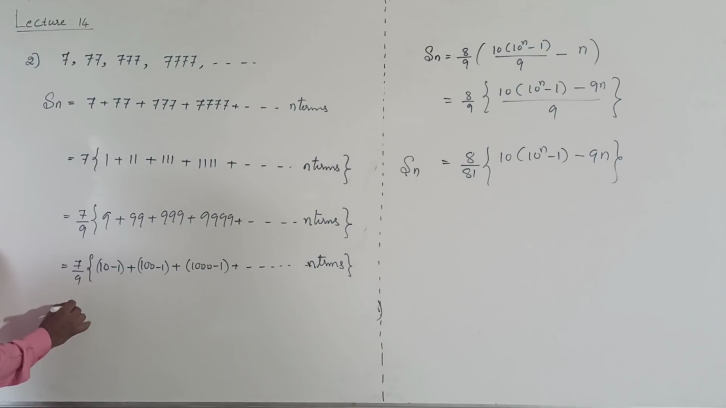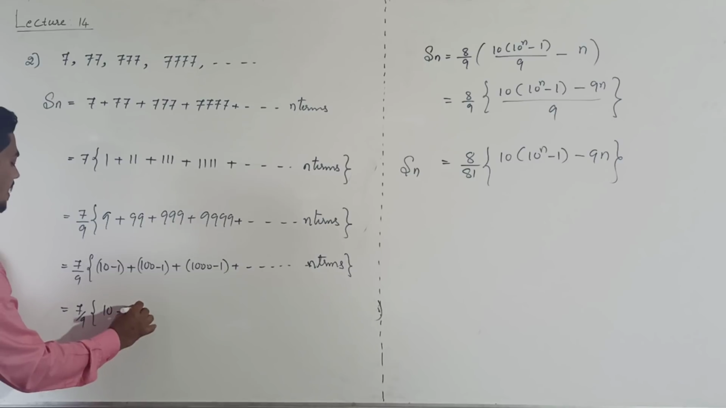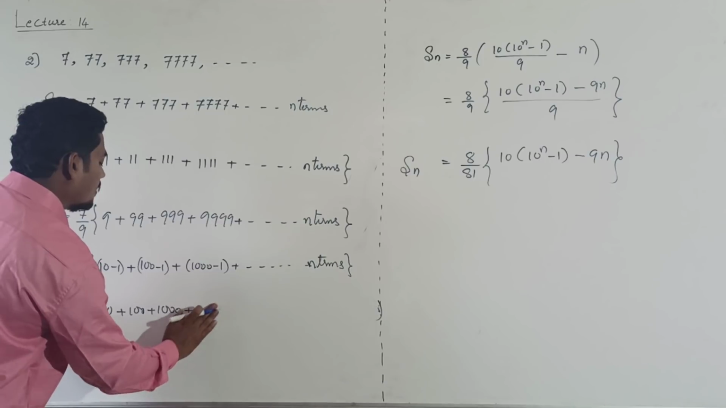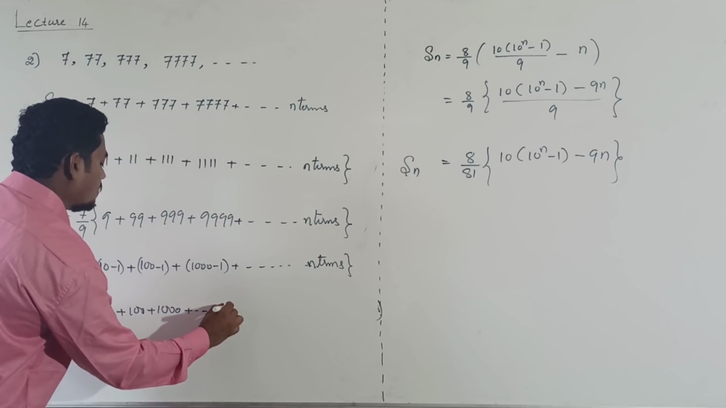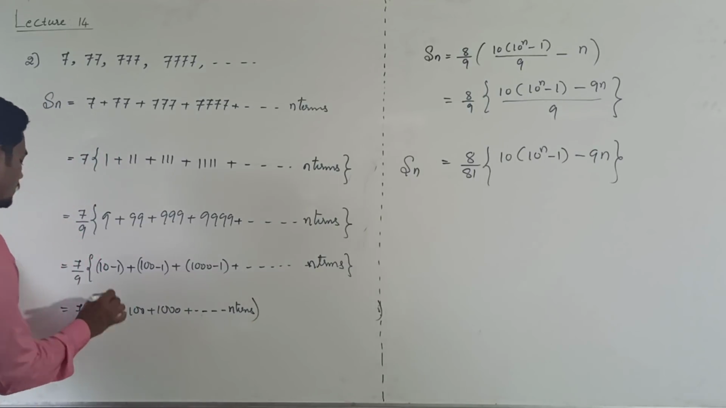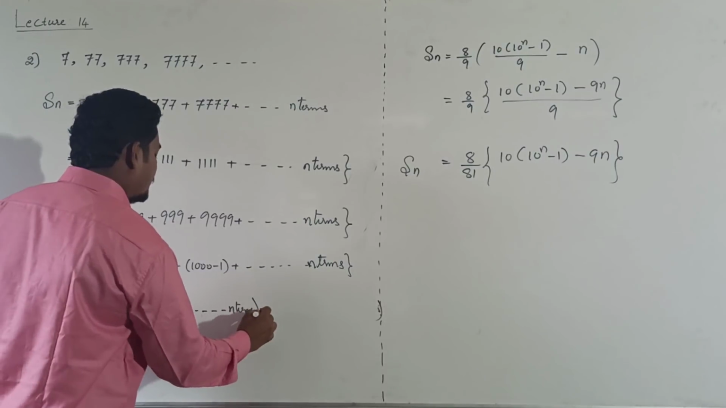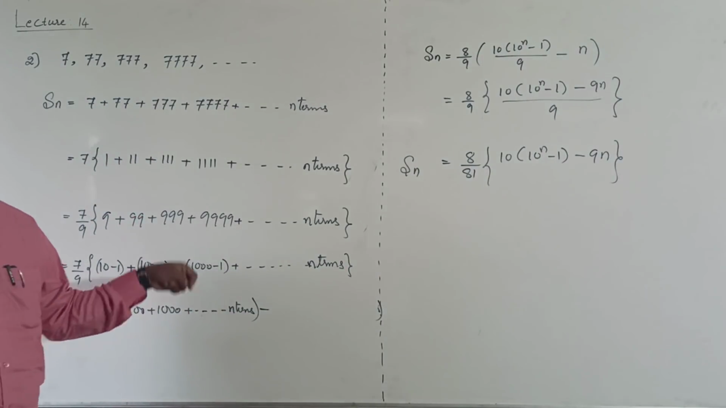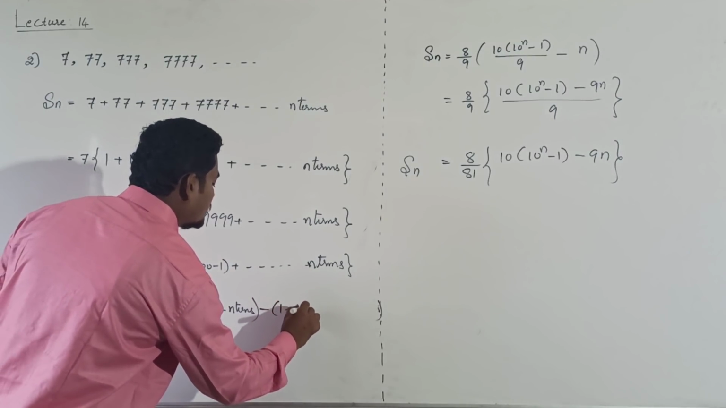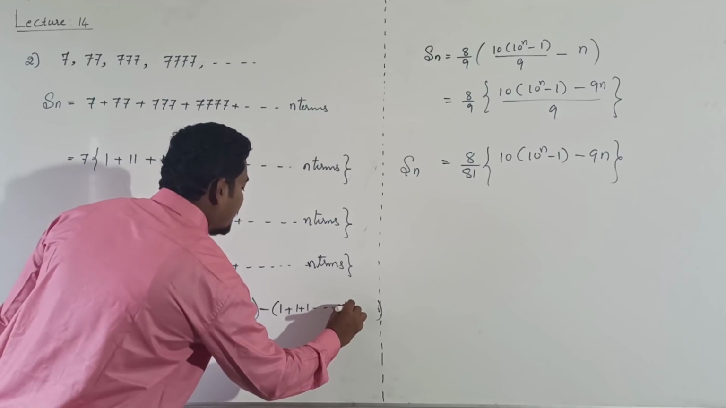After this, 7 divided by 9 as it is, in bracket 10 plus 100 plus 1000 plus and so on up to n terms, minus 1 repeated n times, taking the negative sign common, then 1 plus 1 plus 1 plus and so on up to n terms.